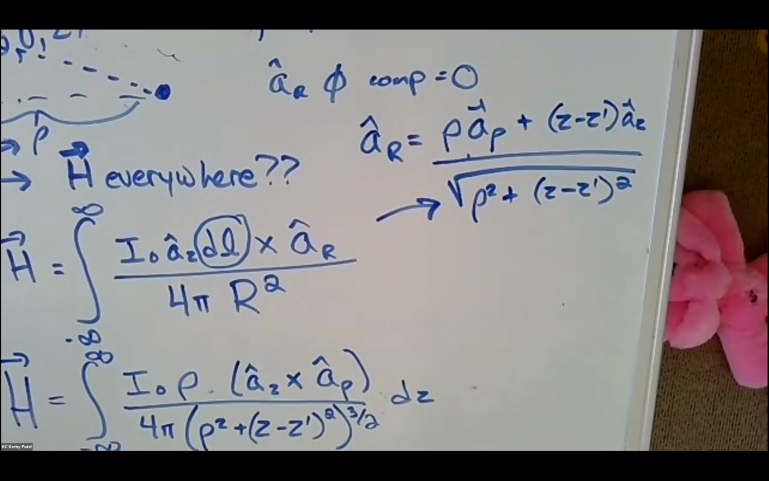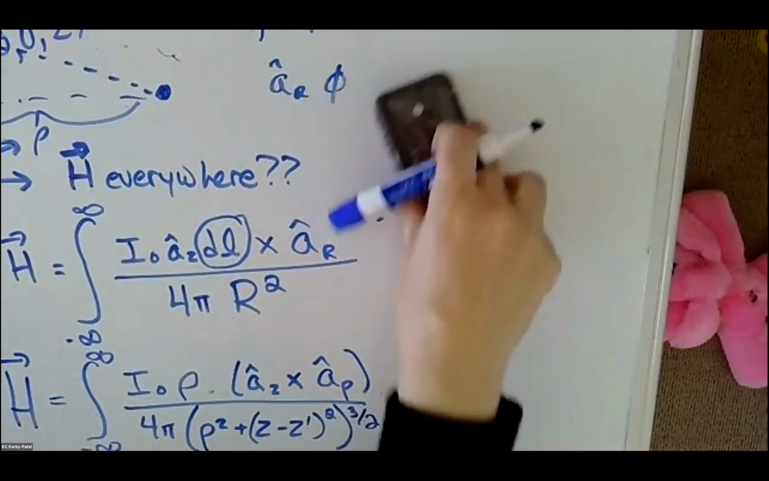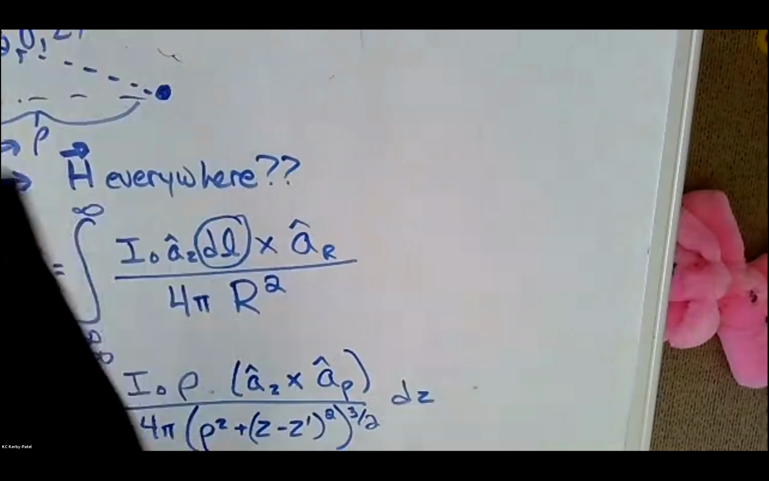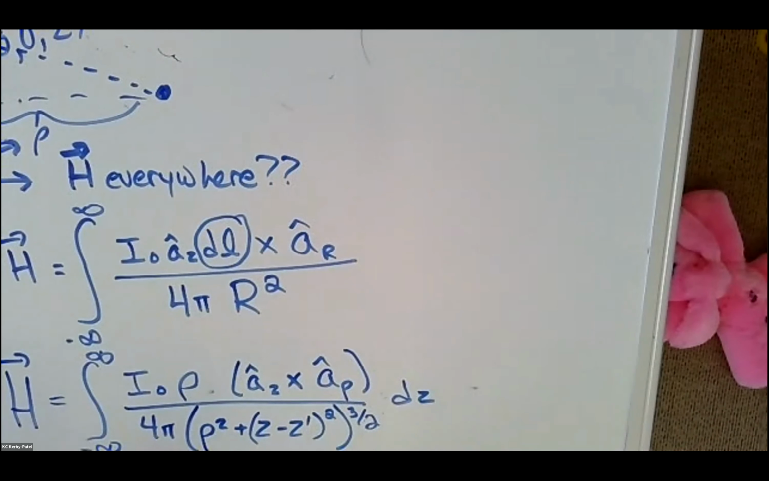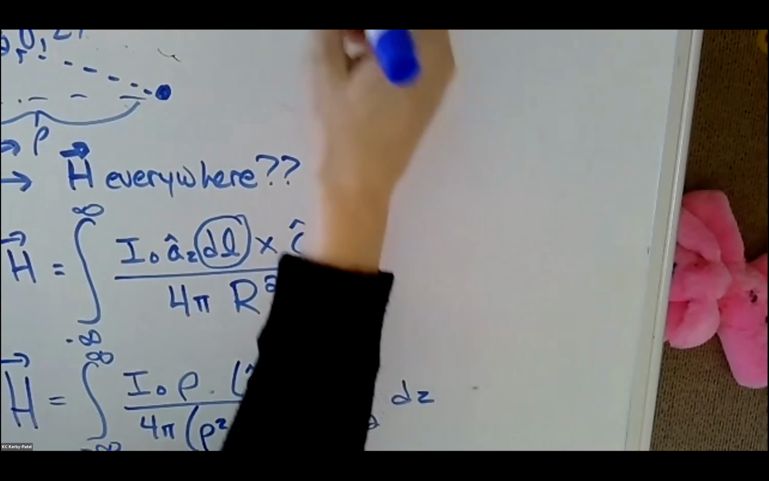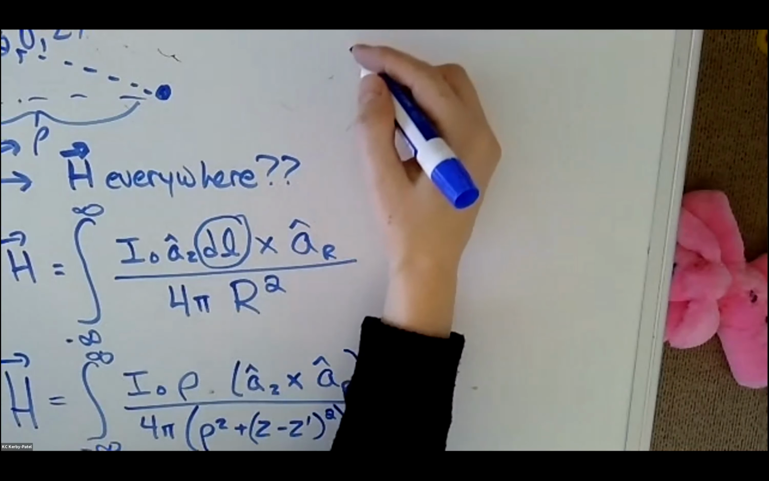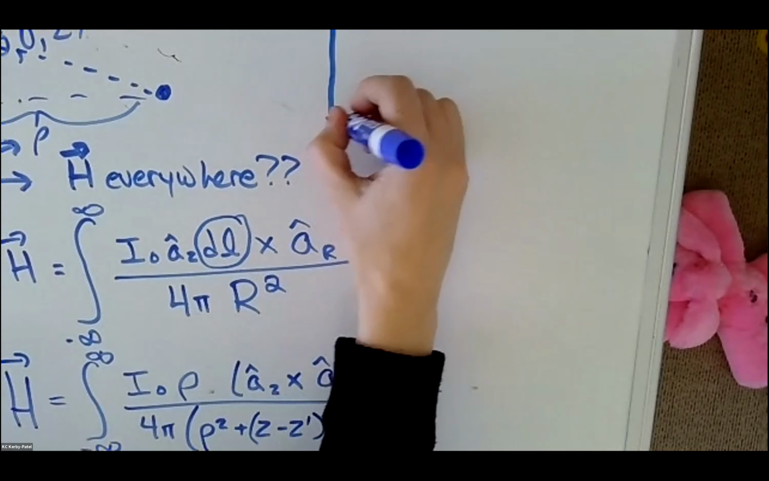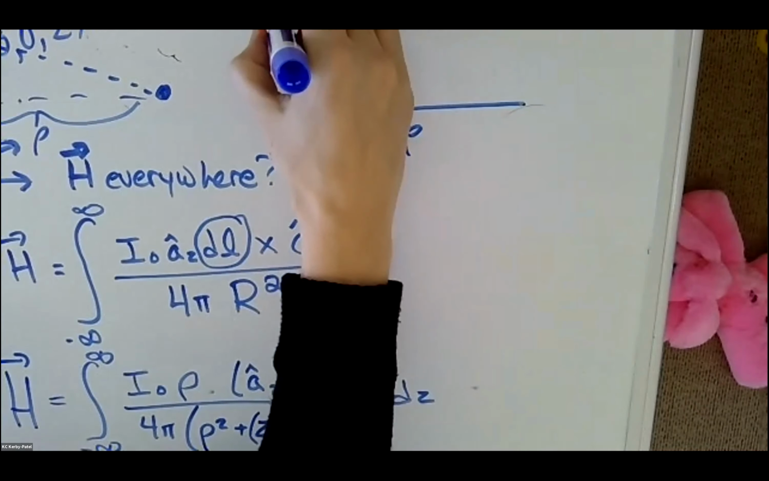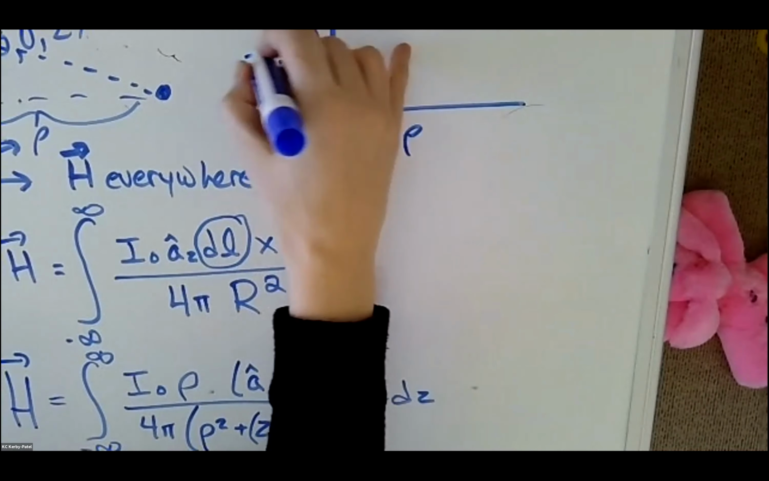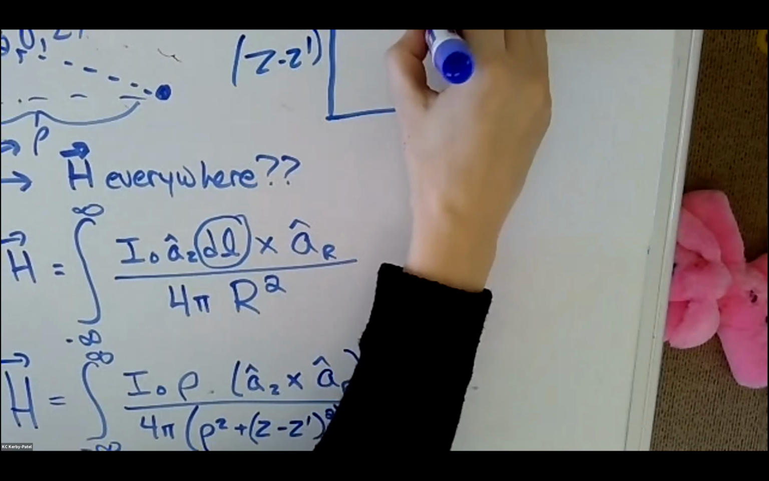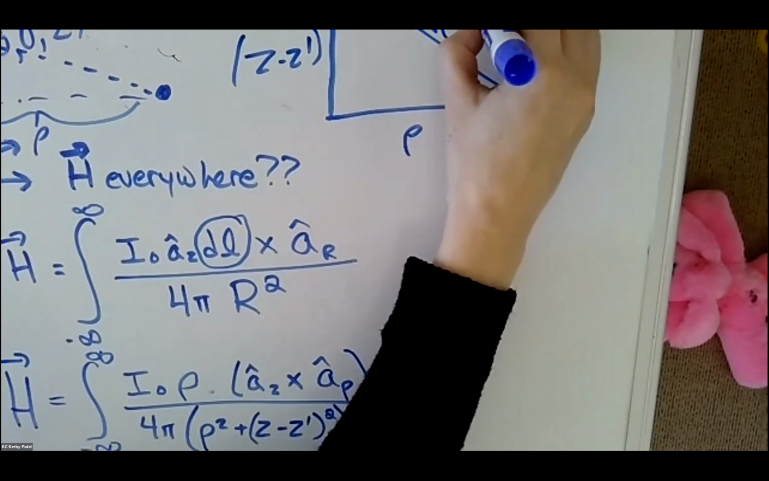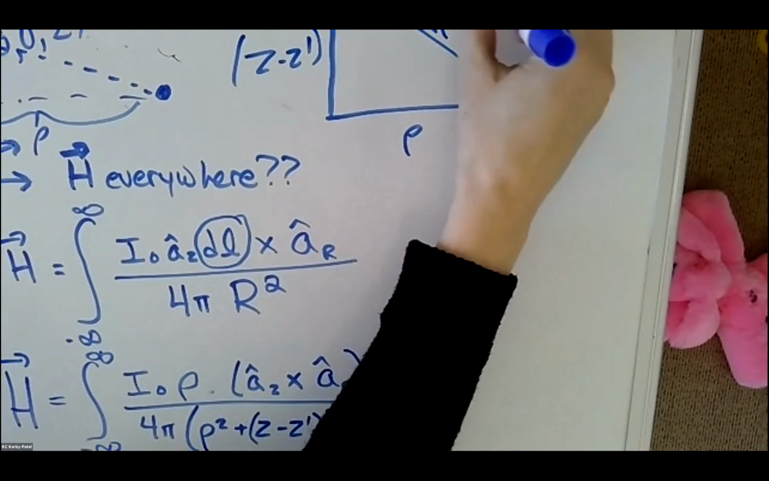Okay, so I'm going to talk to you about how to do this integral substitution, and then we're still going to look up the answer. Here's what we do. If we have this triangle that we've been dealing with, this is rho, this is z minus z prime, and this is the square root of rho squared plus z minus z prime squared.